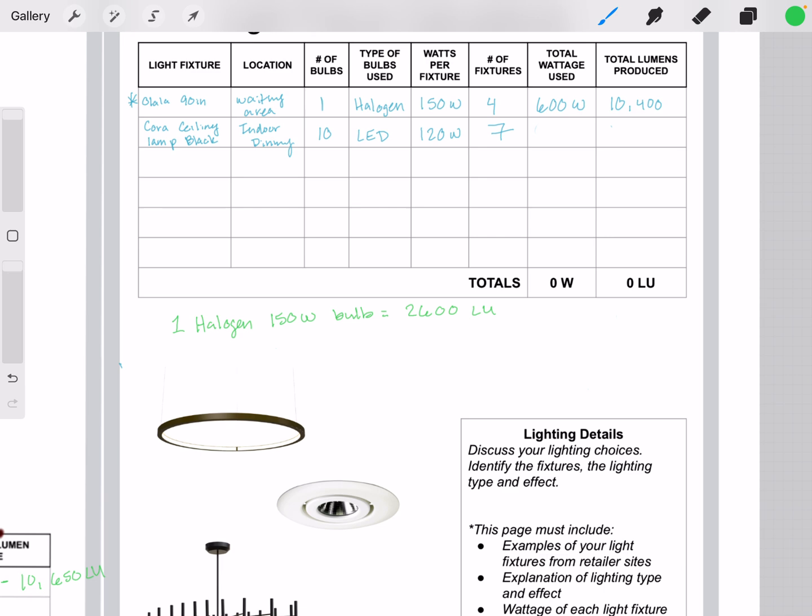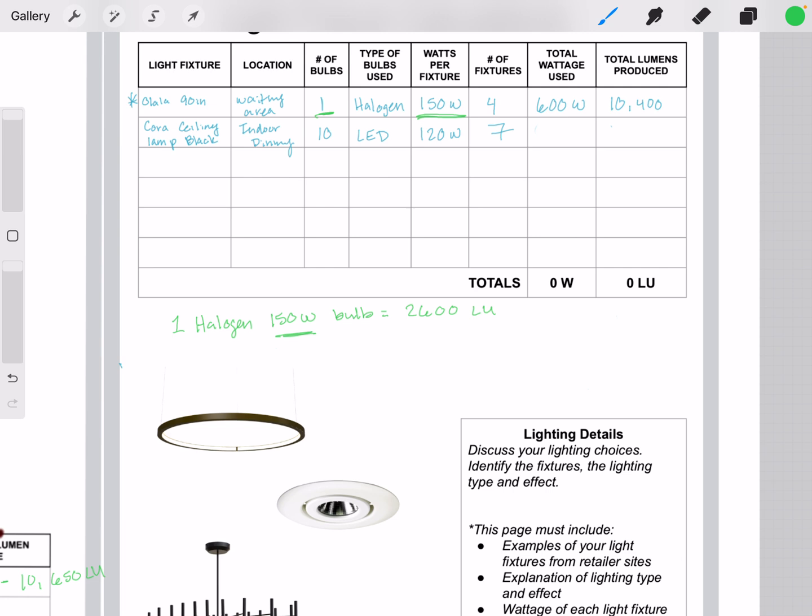So we know that there's one light bulb, and so that means that there's 1 multiplied by the number of watts, and so that means that I have 1 times the wattage, which is down here, equals 150 watts per fixture. Okay, so right now I'm going to show you an example of a light fixture with 1 bulb. In the next video, I'll show you an example of a light fixture with multiple bulbs. Okay, so I know that I have 1 light bulb that produces 150 watts.